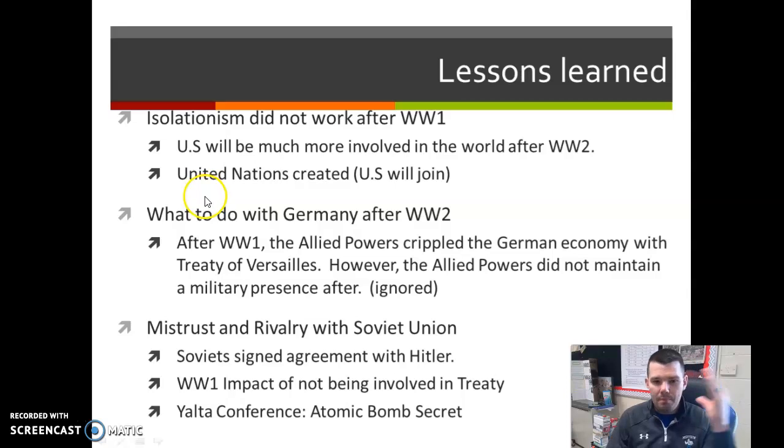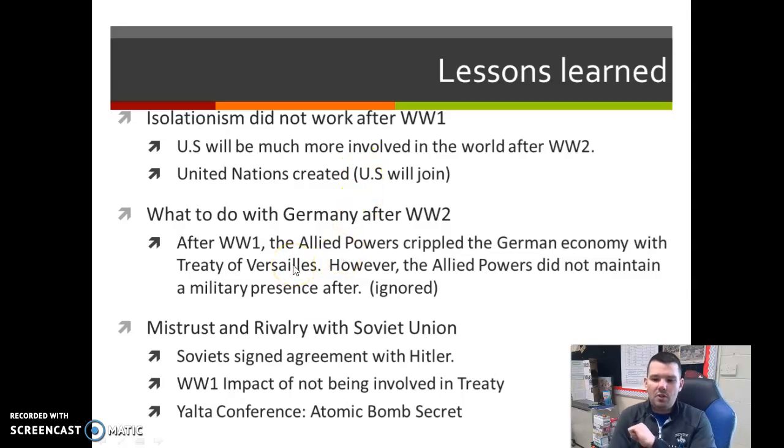So that tactic is going to change. After World War II, the U.S. will become much, much more involved in the world. It's very important for you to understand and distinguish that on your state test, so make sure you have that connection. When you think of post-World War One, think of isolation. After World War II, we're going to be very much involved. So the U.S. is going to join the United Nations, as we talked about towards the end of our World War II unit. That's an example of us becoming much more involved.